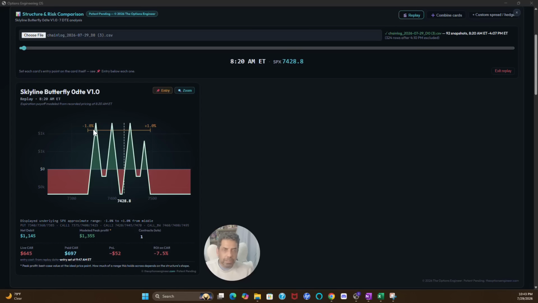Now we are on the options engineering OS. I have loaded the options data for today and I have set up the structure based on the 9:45 a.m. entry time, but we will log that in as we walk through, because around 9:45 a.m. the value was around 7420.